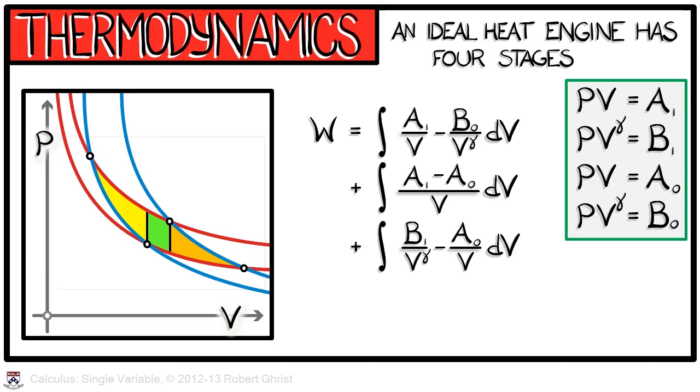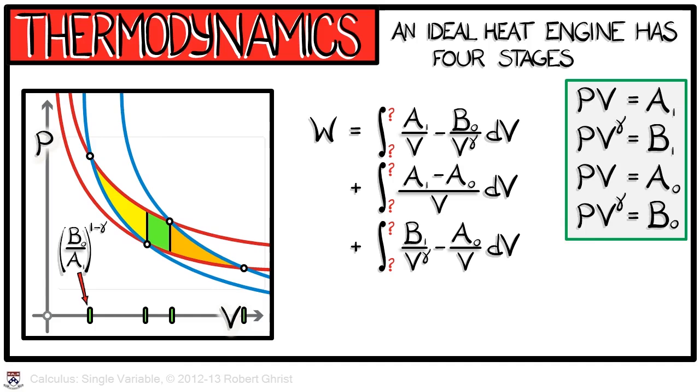Now, none of these integrals is difficult to perform. What is difficult is determining the limits of integration, because we have to find all 4 intersection points of these curves and determine their V values. I'll leave it to you to show, with not a small amount of work, that the first intersection point on the left is quantity B naught over A1 raised to the power 1 minus gamma.